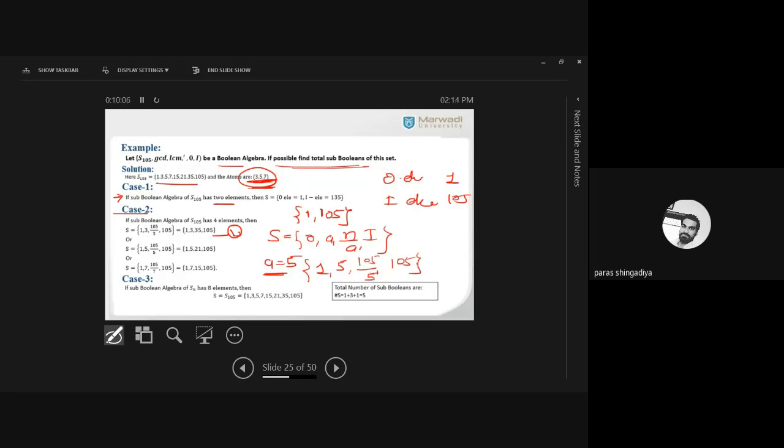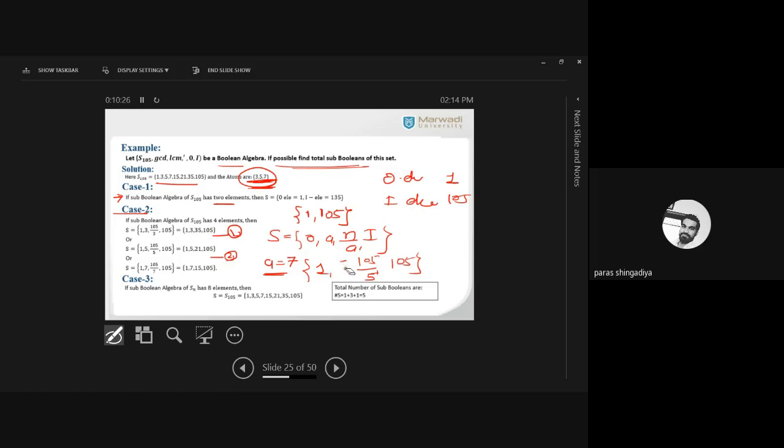Okay, so check it, we'll get a second answer, that is 1, 5, 21, comma 105. Okay, 105 by 5 you will get 21. Clear? So that is the second answer, which includes the 4 elements. And now the third answer, change the atom. So next atom is 7. Clear? A is equal to 7.